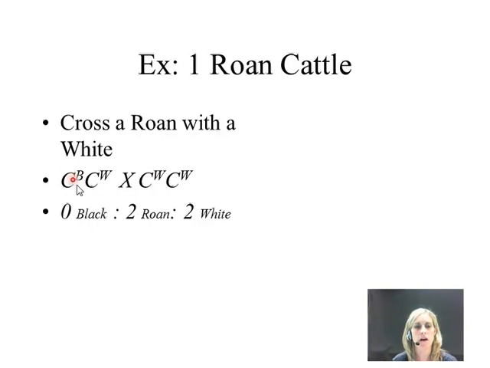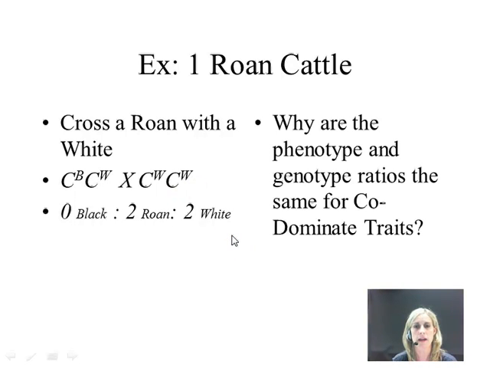And some of yours will get the CB with the CW, and those will be your 2 roans. Some of them will get a CW from this parent, and of course they'll get a CW from this parent, and those will be your 2 white. So again, we have a situation where the phenotype and the genotype ratios for codominant traits are the same.